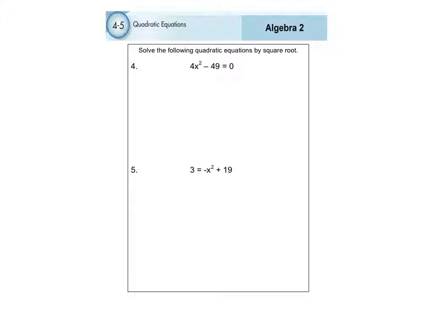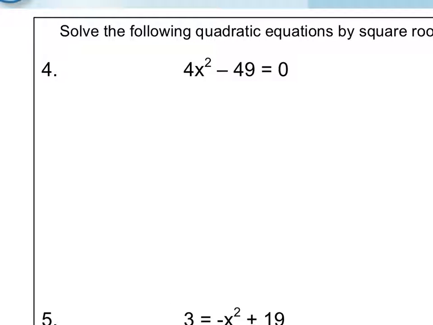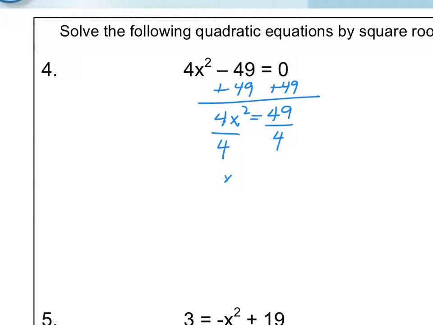Okay, one more example that I want to look at, and that is example number 4. Same kind of concept. I want to get x squared by itself, so I'm going to add 49 to each side. And now 4x squared is equal to 49. And again, I'm going to divide by 4. But you'll notice on this one, there's a reason I went through this one. The 4s cancel there, but 4 does not go into 49 evenly. Okay? So I'm going to leave that.